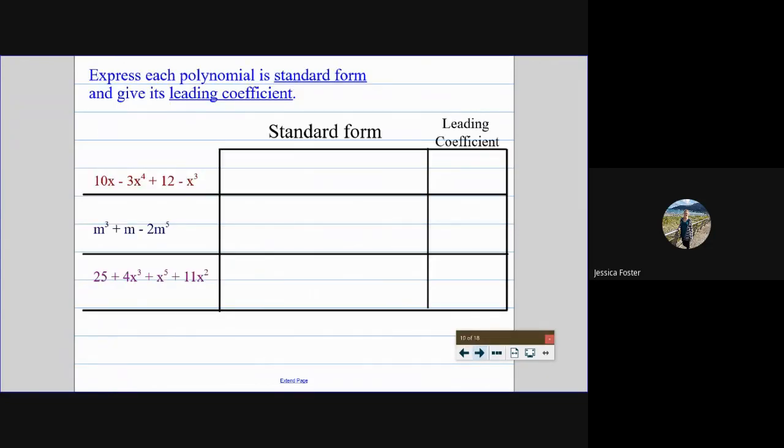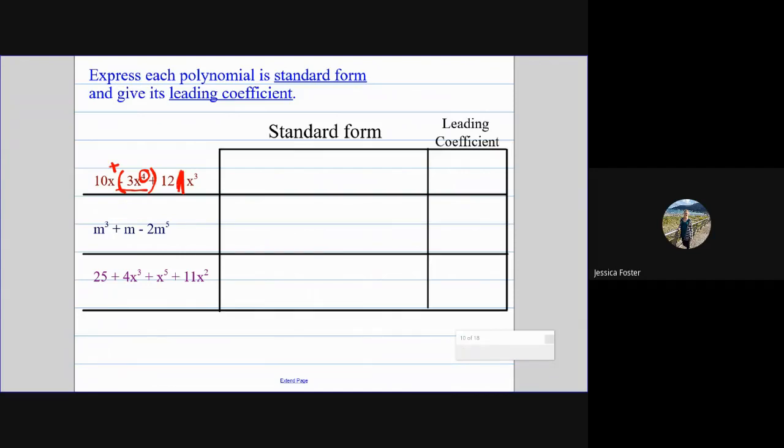So if I'm given a polynomial and I'm asked to rewrite it in standard form, I can do that just by looking for which exponent is the highest and bringing that term and writing that term first. So if I have 10x minus 3x to the 4th plus 12 minus x cubed, I'm looking for my highest exponents. Well, right here I have negative 3x to the 4th. So that's going to be my highest because my highest exponent is 4. Now the negative symbol, that needs to stay with the term.